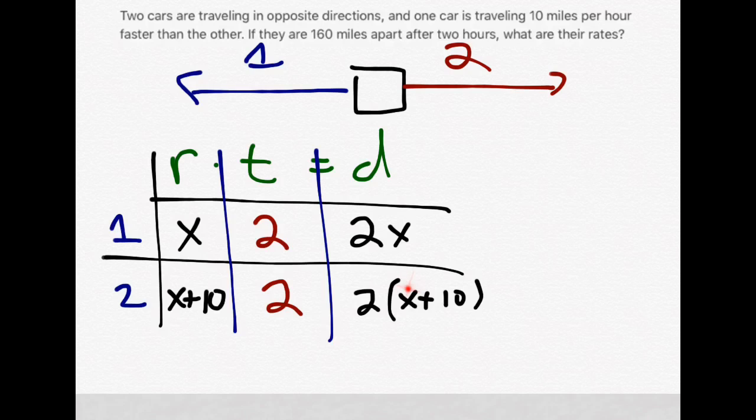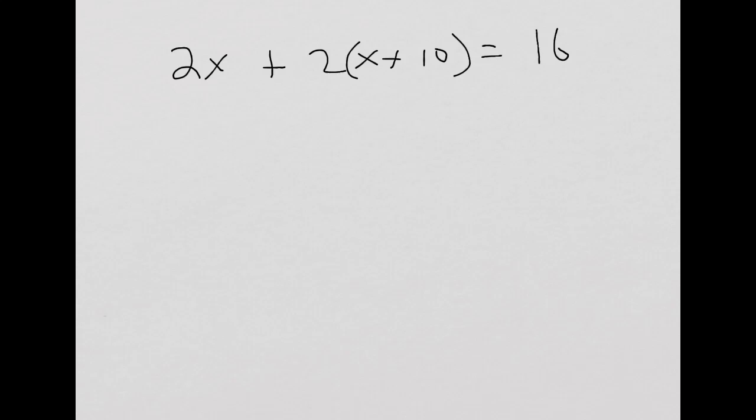So what's the last thing here? What do we know about the distances? We know that they are 160 miles apart. So what can we conclude about car 1's distance and car 2's distance? We can conclude that the sum of the distances should equal 160. We know that car 1's distance, which is 2x, plus car 2's distance, which is 2 times x plus 10, should equal 160. And this is the equation that we want to solve.